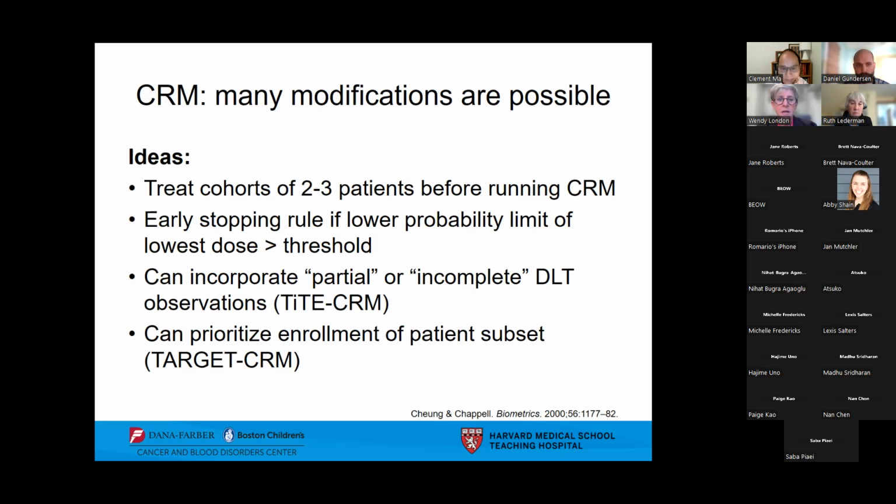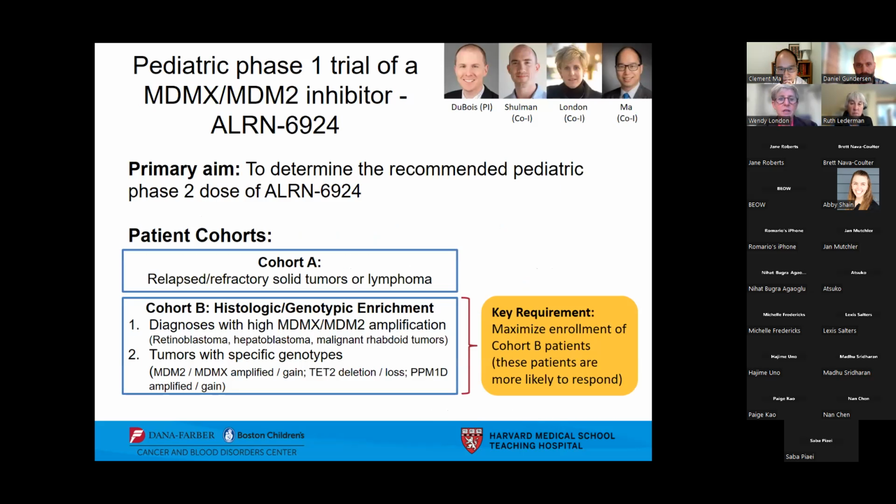Next. So this has been used in a pediatric phase 1 trial of a drug called ALRN-6924, developed by Aileron Pharmaceuticals. The trial is led by Drs. Du Bois and Shulman, and Clement Ma and I are the statisticians. So this is a drug that inhibits tumors with specific genotypes. So those with MDM2, MDMX amplification or gain, TET2 deletion or loss, or PPM1D amplification or gain.